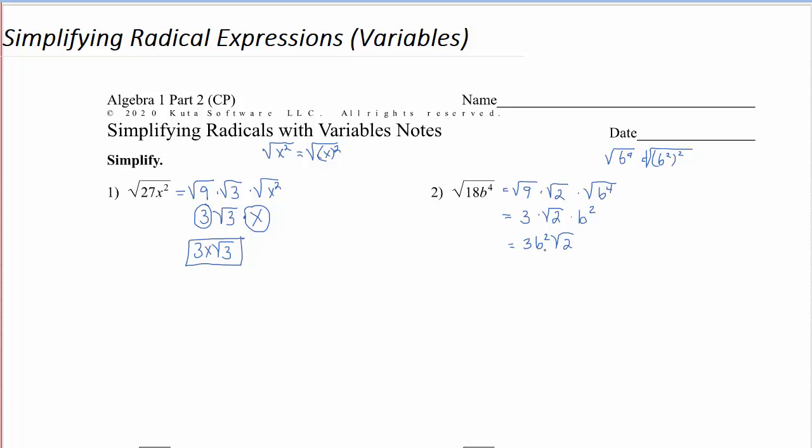Now I don't know if you've noticed this, but there's a little trick to this. Look what happened to the power here when we took the square root. 2 became the power of 1. 4 became the power of 2. Think about that for a moment. When you deal with variables, whatever the power is on the inside, when you take the square root of it, it always gets cut in half. Again, you take half of the power of the variable to get the new power on the outside.